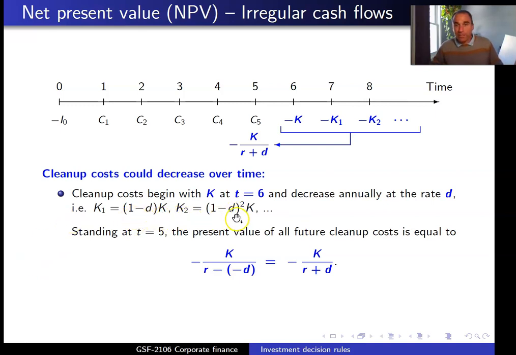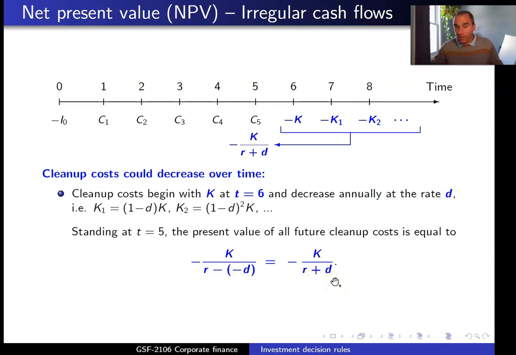K2 is (1 minus D) squared times K. So here the present value sitting at time 5, the present value of this negatively growing perpetuity beginning at time 6 with payment minus K, is minus K divided by R minus the growth rate. So the growth rate is minus D. So it's the depreciation rate. So it's minus K divided by R plus D.